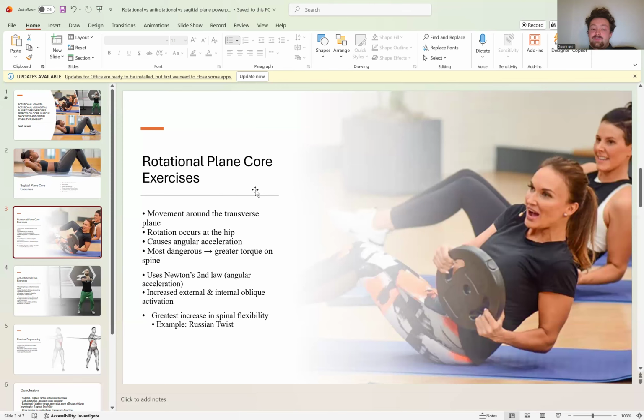These exercises actually have the greatest increase in external and internal oblique activation. The oblique muscles are the abdominal muscles to the side of the rectus femoris, so they cover more of your rib cage area. And these exercises also have the greatest increase in spinal flexibility. And that is really the thing about rotational plane exercises.